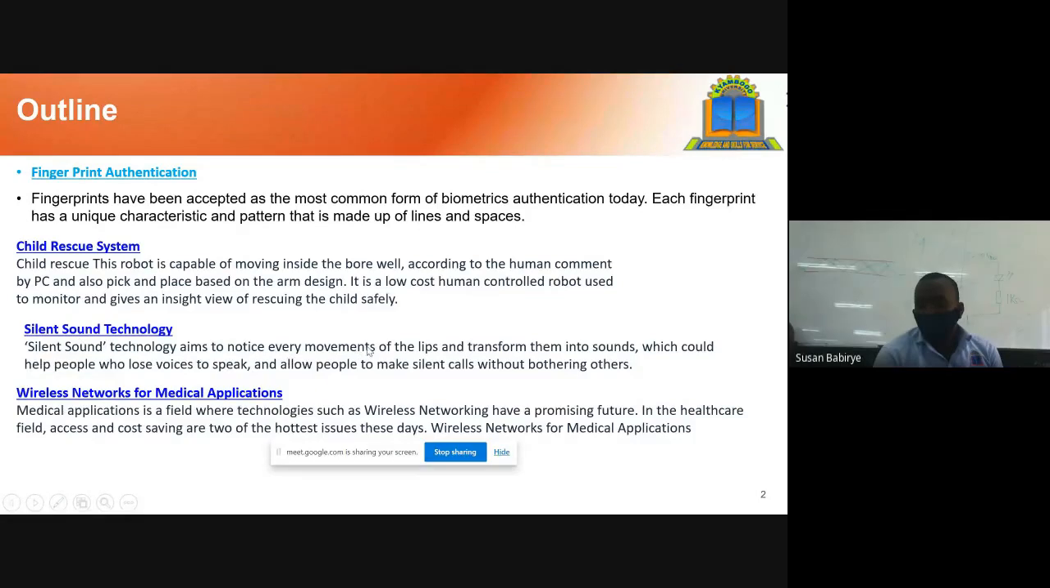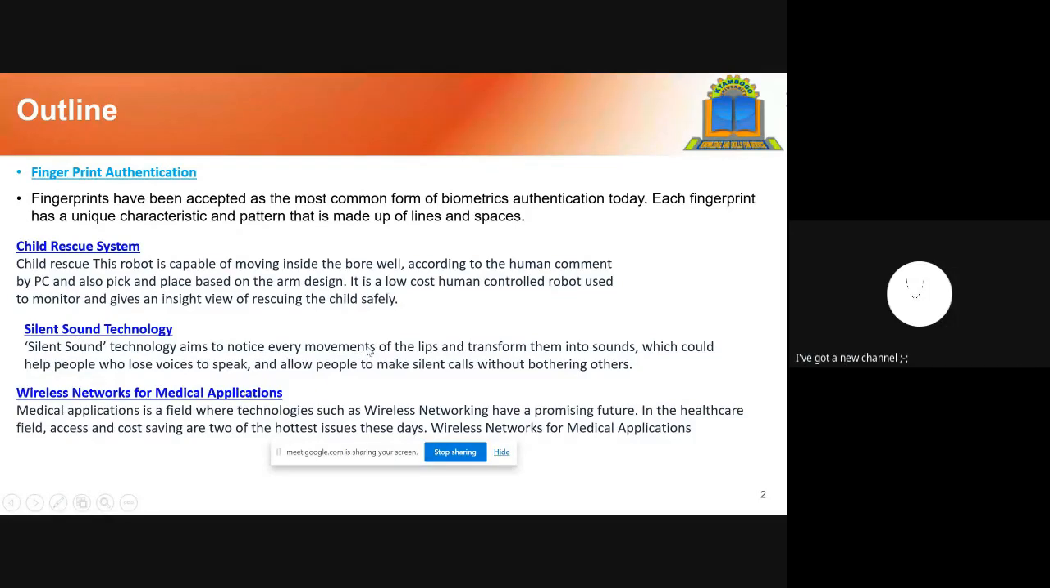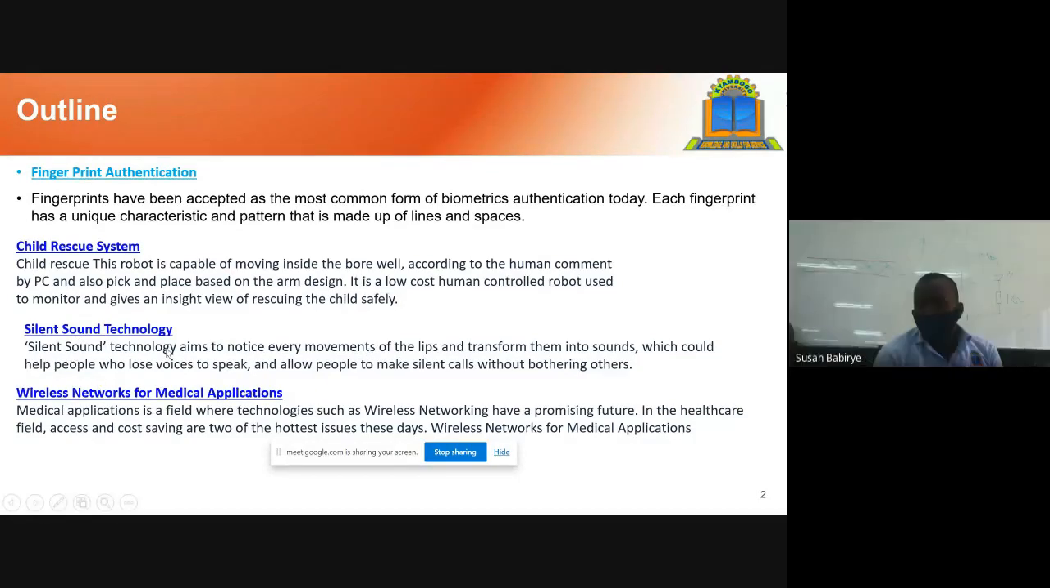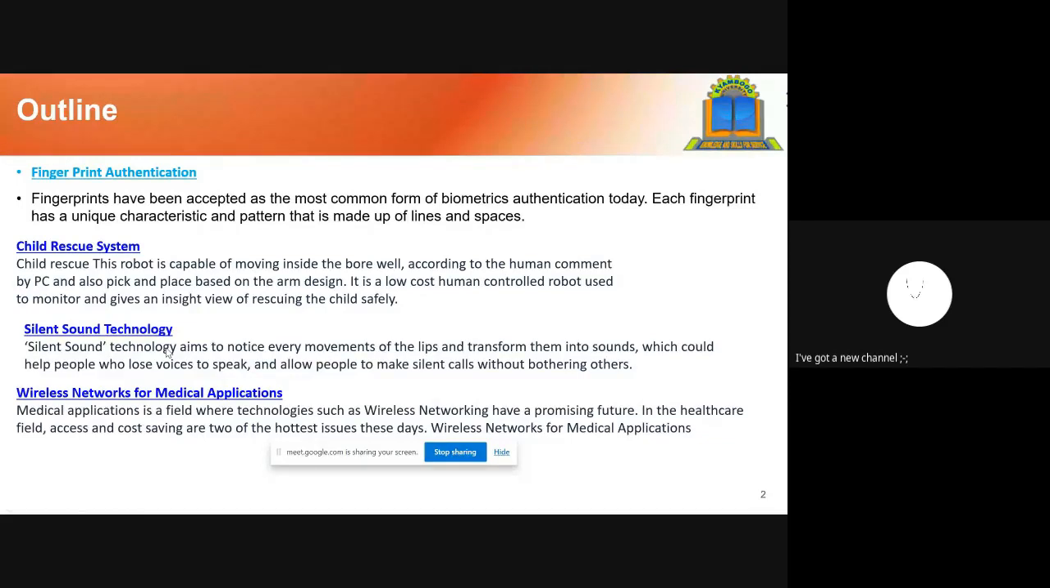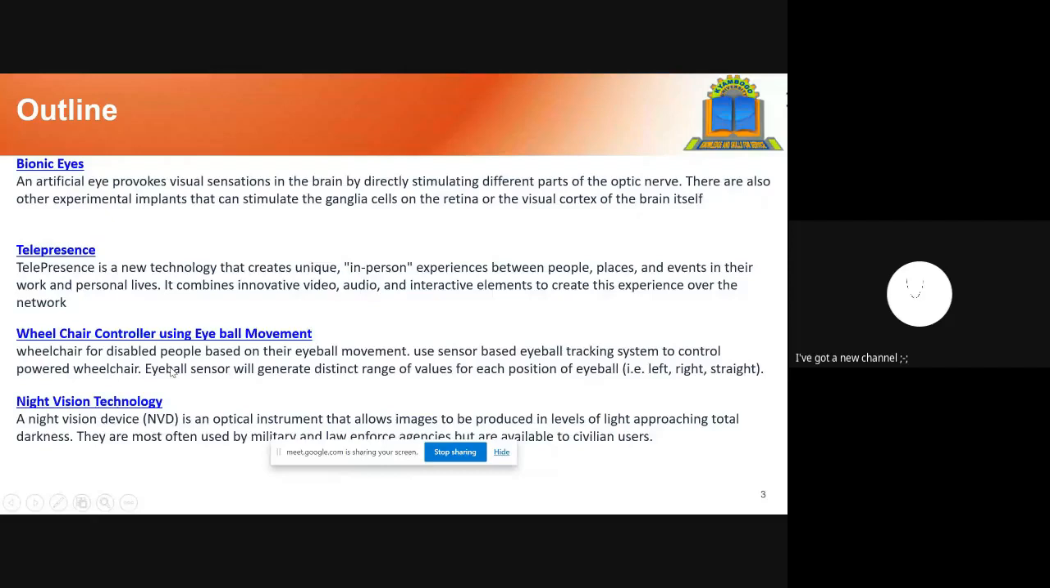Silent sound technology, for the people who are dumb, who cannot talk. Is it possible to develop something that, just by moving their lips, they're able to decipher information, or to move their wheelchair, or to command a light to go on? Can you come up with something like that? Then I'll skip that one. Bionic eyes. If someone loses their eye, can you come up with something based on artificial intelligence, an artificial eye?